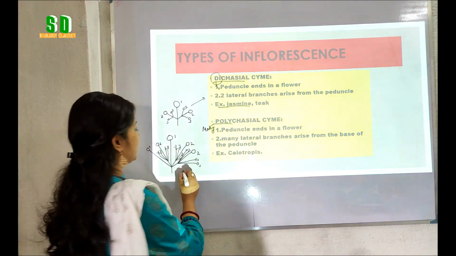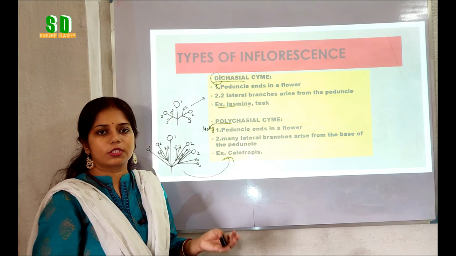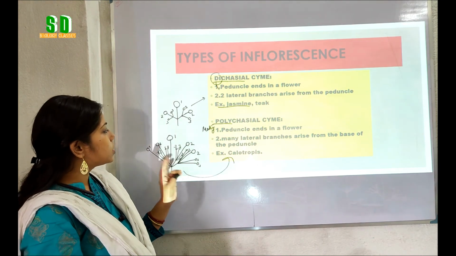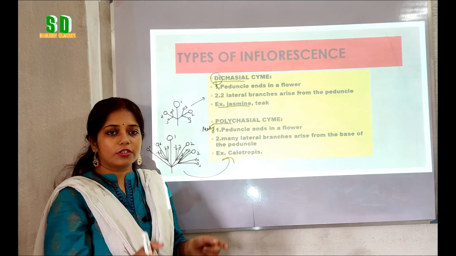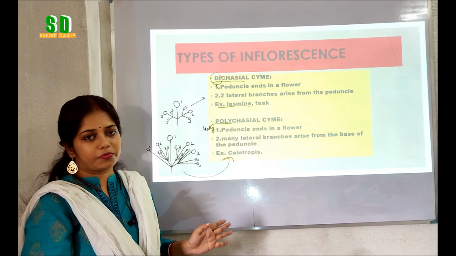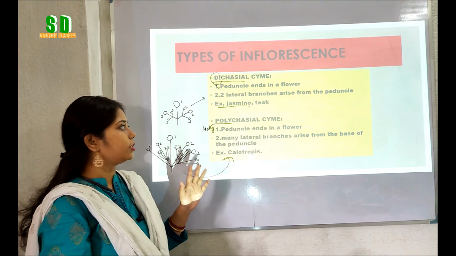So this type of inflorescence we will see in Calotropis procera or Calotropis gigantea. So this is called the polychasial cyme, and as we are getting more than two branches of the main flower axis or main peduncle, that's why it is called the polychasial cyme.